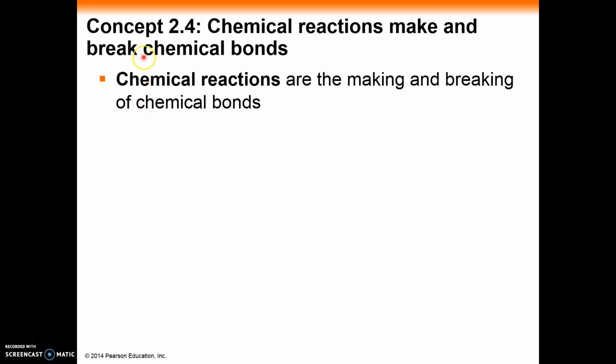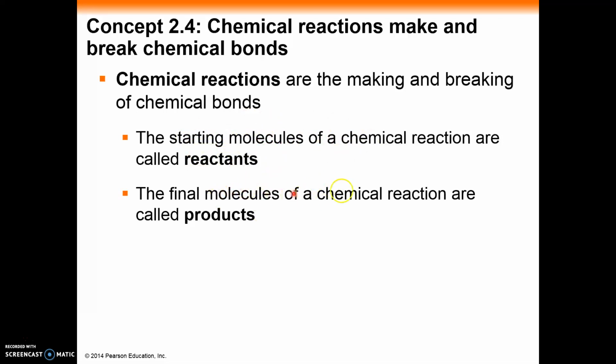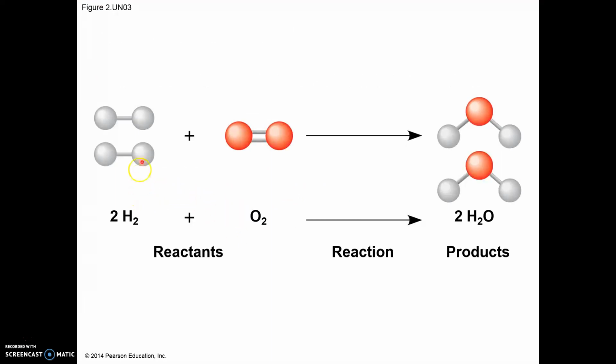Now, briefly, we're going to go into concept 2.4, which is chemical reactions make and break chemical bonds. That is what we mean by chemical reactions. It's all about the formation of these chemical bonds. Now, when you look at the starting molecules of a reaction, we call those reactants. The final products of the reaction we call products. So here we have hydrogen reacting with oxygen, forming water. These are the reactants. These are the products.